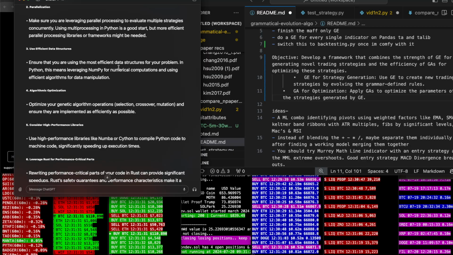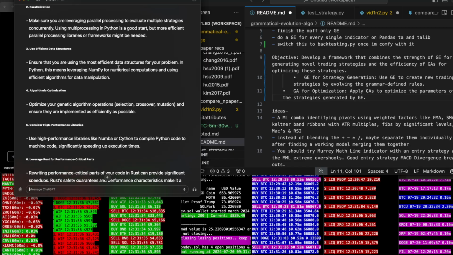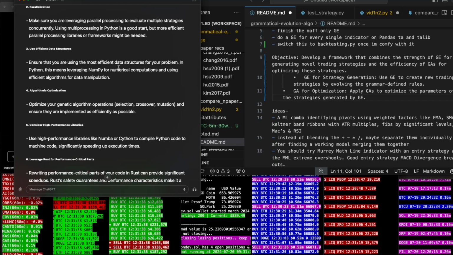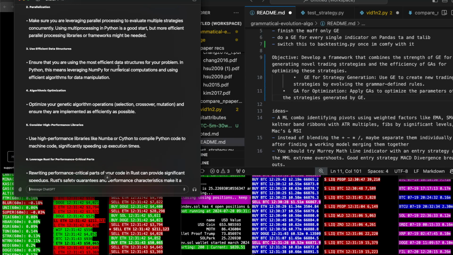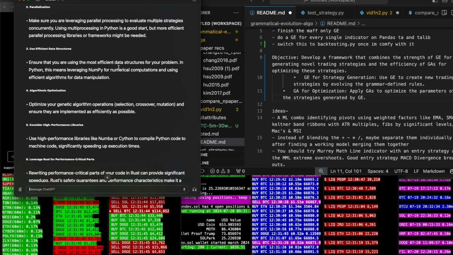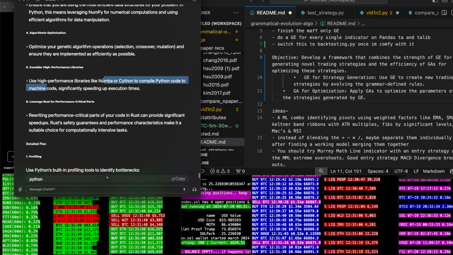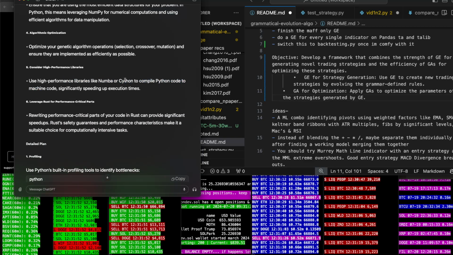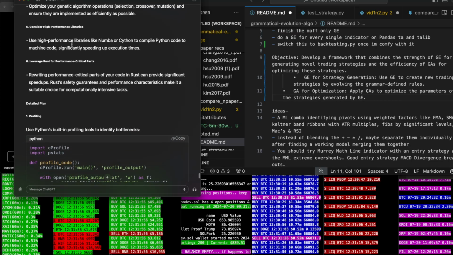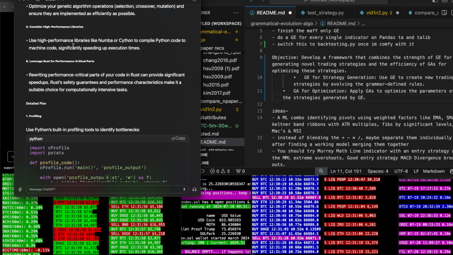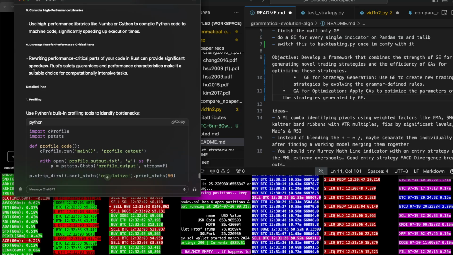Ensure that you are using the most efficient data structures for your problem. In Python, this means leveraging NumPy for numerical computations and using efficient algorithms for data manipulation. Algorithm optimization: optimize your genetic algorithm operations, selection, crossover, mutation. Use high-performance libraries like Numba or Cython to compile Python code to machine code, significantly speeding up execution times. Rewriting performance critical parts of your code in Rust can provide significant speedups.